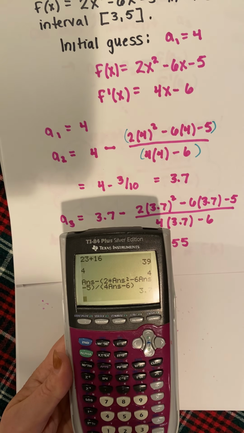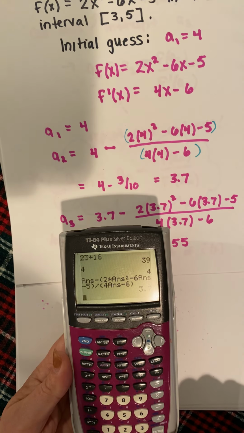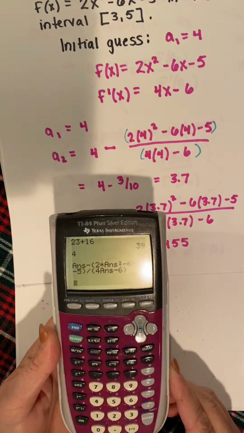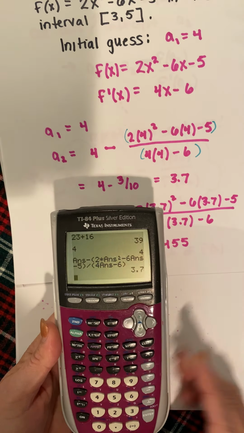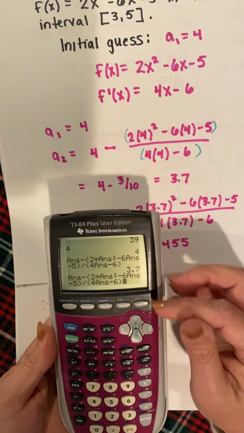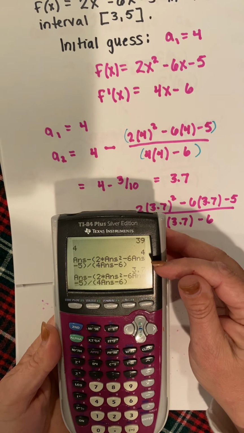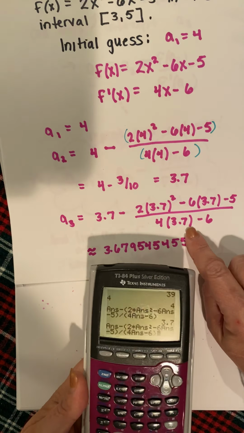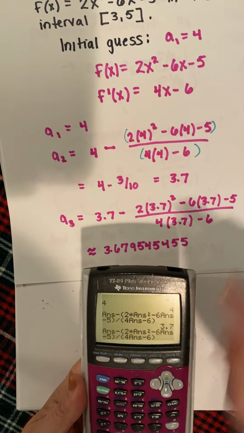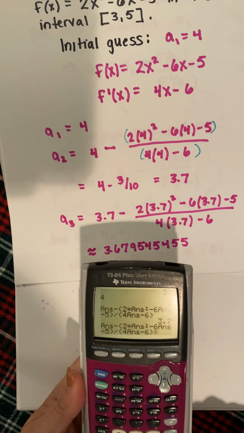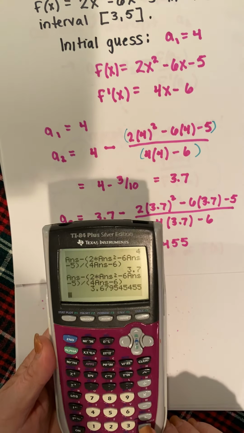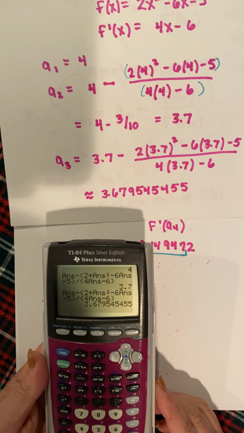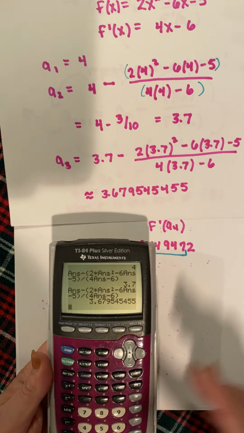Now what's really super cool about this is if you look above your enter button, what does it say? I can't read it. It says entry, I believe that's what it says. Mine is blue and faded. So if I hit second enter, it's literally going to retype what I did previously, but now instead of using the 4, it's going to use the previous answer. So it's going to do this calculation. It's going to do 3.7 minus 2 times 3.7, so forth and so on. And when I hit enter here, that's how I got the 3.679545455. So that was my third approximation.